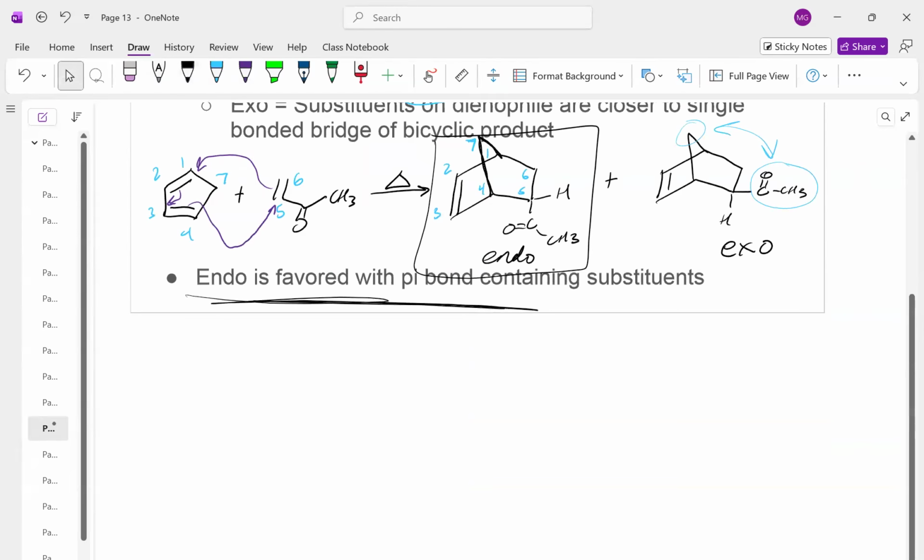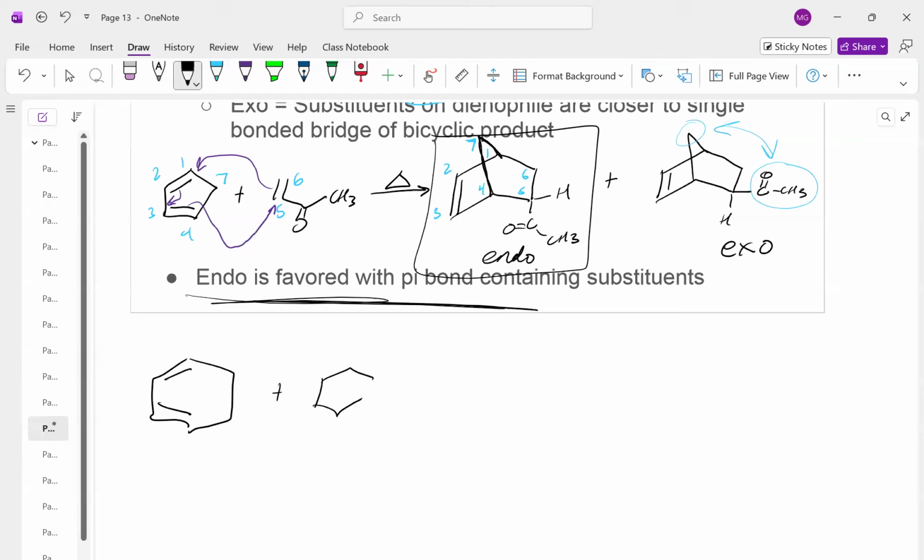Okay, let's look at another example of this. This time I'm going to use a diene that's involved in a six-membered ring. And I'm going to use a sort of bulky dienophile to, again, illustrate this endo versus exo. So let's draw in our six carbons that are involved in the Diels-Alder. And then I'm just going to call this 7 and 8.